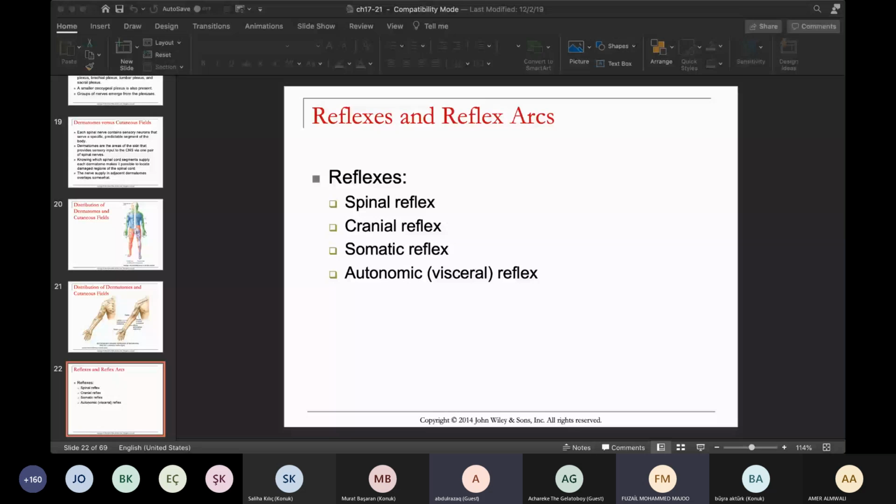Student list, attendance. So listen up for your names, please.